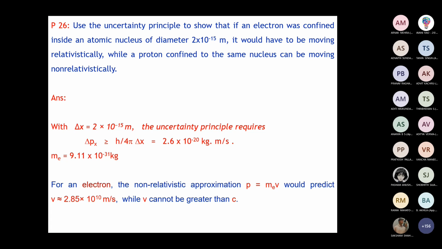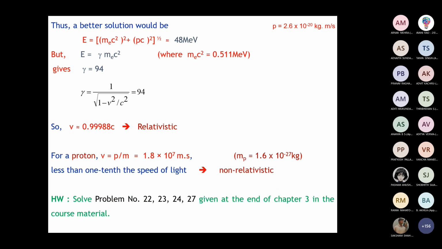Yes, what is the solution? What equation do we need to use? The better solution will be using the relativistic equation, E square is equal to m square c to the fourth plus p square c square. So here we have taken E, so take the square root of that.